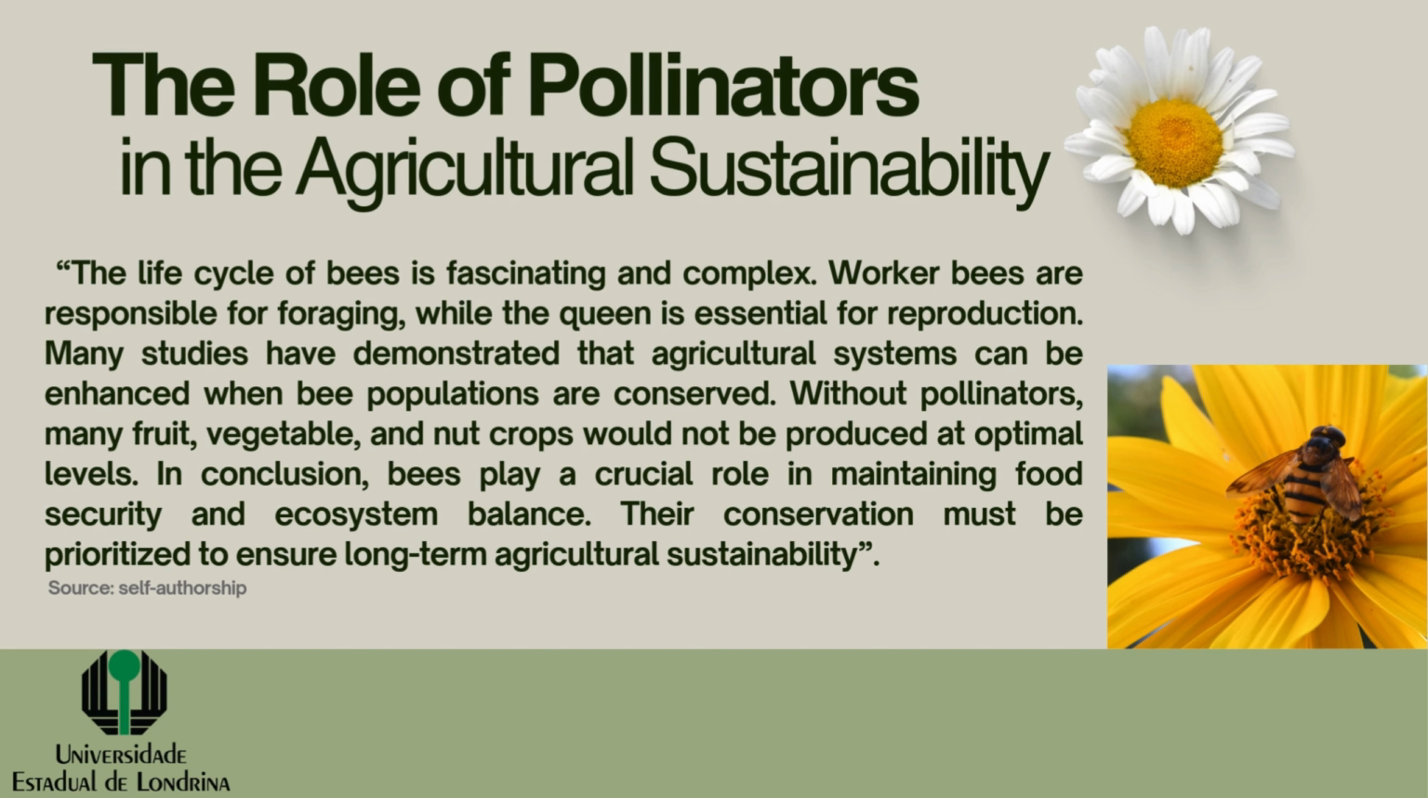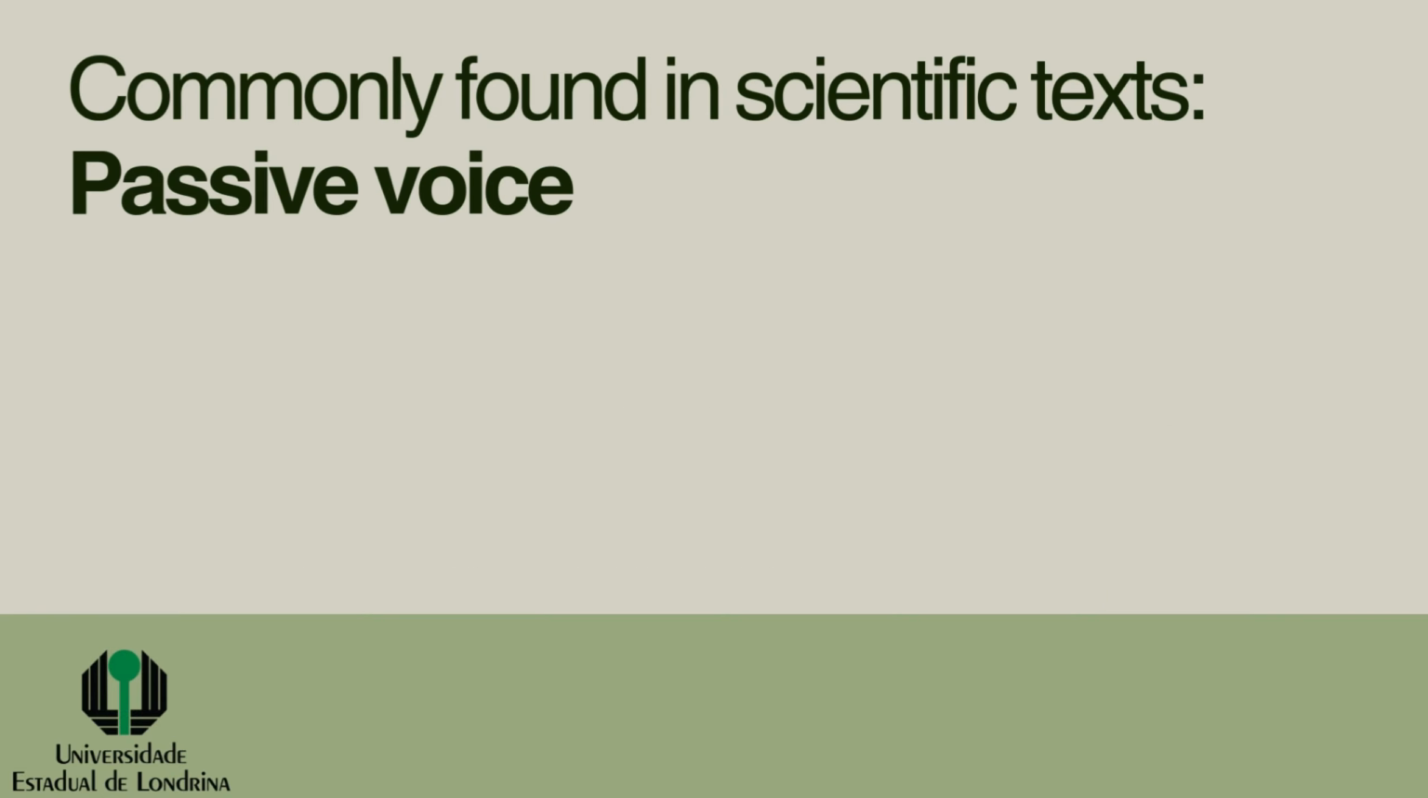Many studies have demonstrated that agricultural systems can be enhanced when bee populations are conserved. Without pollinators, many fruit, vegetable, and nut crops would not be producing at optimal levels. In conclusion, bees play a crucial role in maintaining food security and ecosystem balance. Their conservation must be prioritized to ensure long-term agricultural sustainability.